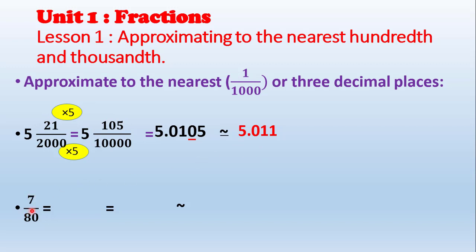Here we have 7 over 80. As we studied before in Primary 4, if we have 8, multiply by 125. So I multiply up and down by 125.